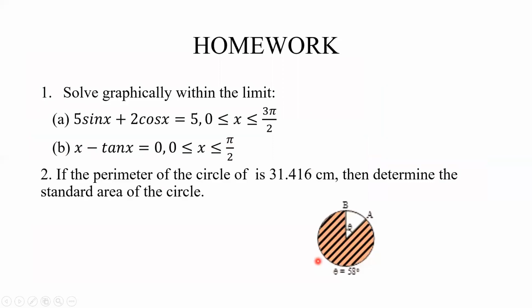Now, dear students, dear cadets, your homework. Solve graphically within the limit. Number A, 5 sin x plus 2 cos x equal to 5, and the limit is x greater than or equal to 0 and less than or equal to 3 pi by 2. Number B, x minus 10x equal to 0, the limit is 0 to pi by 2. Also solve these questions. Dear cadets, if you have any query, you can ask me in the comment section.